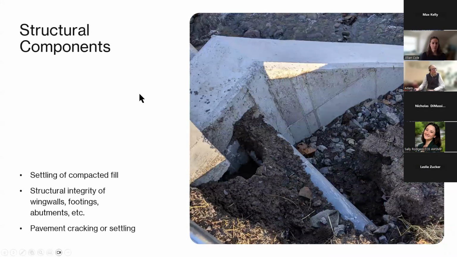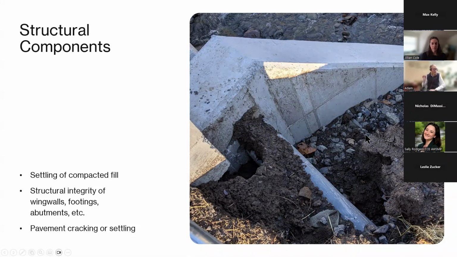I'm not as qualified to talk about structural components, but some things to keep in mind is settling of compacted fill. You can see an example of that here, where the fill in a void space that was probably left as a result of some of the riprap used started to wash the finer topsoil down. So evaluating that is important because it's a potential hazard if somebody out there inspecting the bridge, or even recreators trying to access the river at that location. You don't want a trip and fall hazard.